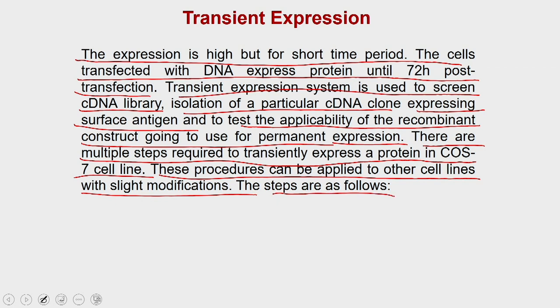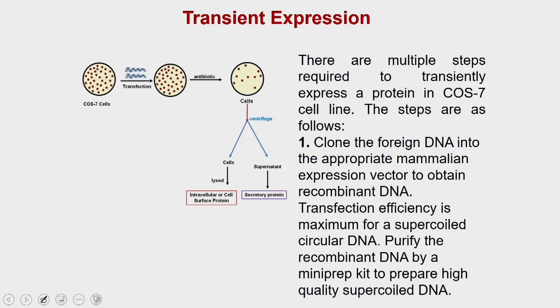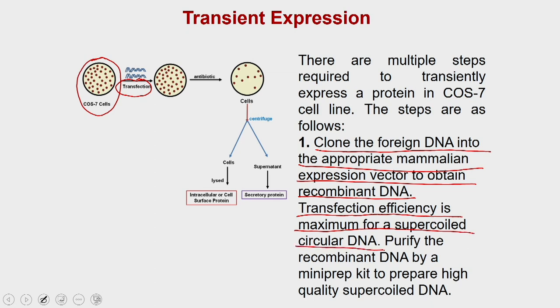The steps you are going to use for making a transient expression are as follows. First, you plate the COS7 cells, and you take the supercoiled high quality DNA and do the transfection. So first, clone the foreign DNA into an appropriate mammalian expression vector to obtain the recombinant DNA. As we discussed in the past, the transfection efficiency is maximum for supercoiled circular DNA, so you have to purify the recombinant DNA by a mini prep to prepare high quality supercoiled DNA.